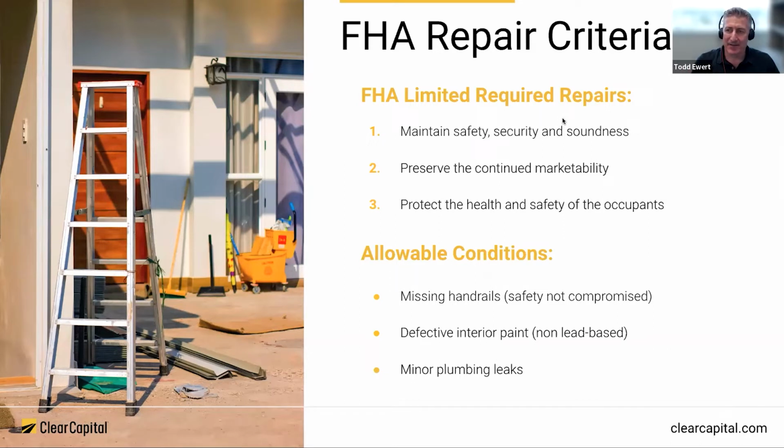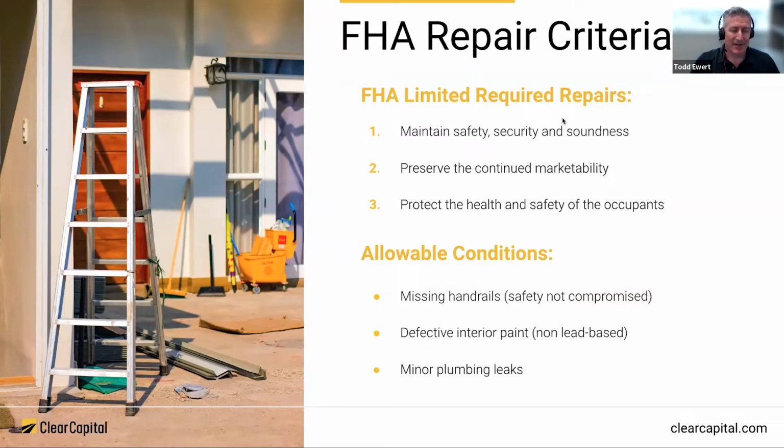The 3 areas of limited required repairs are, number 1, those that maintain the safety, security, and soundness of the property. Number 2, that preserve the continued marketability, and we'll clarify what that means. And number 3, protect the health and safety of the occupants. Now, some examples of these, of course, safety and security: severe structural issues, foundational issues, loose electrical wiring, anything that compromises security or soundness. Preserving the continued marketability. Now, FHA is very sensitive to condition in that they want to ensure the improvements have the best chance of lasting as long as the loan duration.